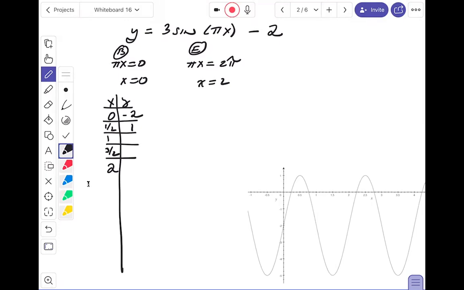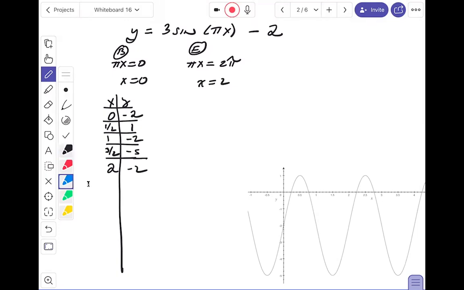Pi, that would be sine of pi, which is 0. 3 times 0 is 0. So I get -2. Let me go to 3 halves. That's going to be 3 pi over 2. The sine of that's -1. So I get -3 minus 2, which is -5. 2 pi, the sine of 2 pi is 0. 3 times 0 is 0. 0 minus 2 is -2.